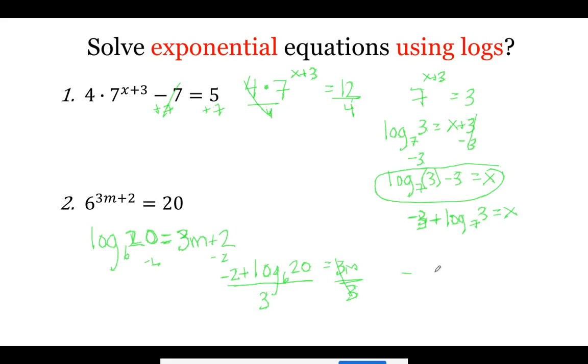So we get for m, negative 2 plus log base 6 of 20. Make sure it's clear that that's the base. And the whole thing is divided by 3. If you want to have it multiplied by 1/3, that's fine. If you want to say negative 2/3 plus 1/3 log base 6 of 20, that's fine. If you want to do the negative 2 or the minus 2 after, I would just make sure that you are clear on what the argument is, that you maybe have it in parentheses.